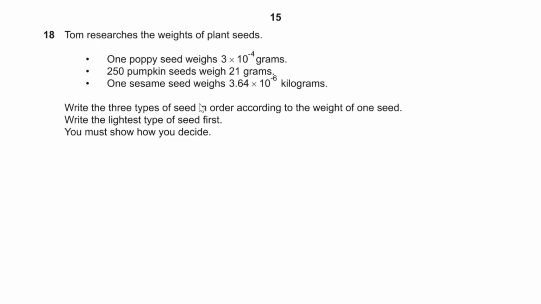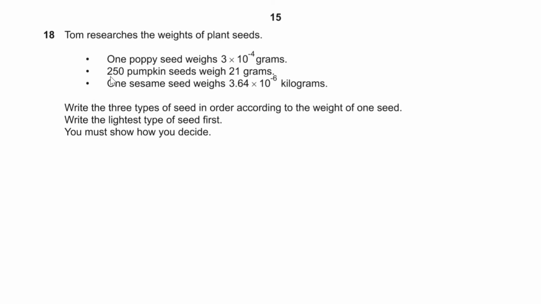Question number 18. Tom researches the weights of plant seeds. One poppy seed weighs 3 times 10 to the minus 4 grams. 250 pumpkin seeds weigh 21 grams. One sesame seed weighs 3.64 times 10 to the minus 6 kilograms. And we have to write the 3 types of seed in order according to the weight of one seed. Write the lightest type of seed first. You must show how you decide.